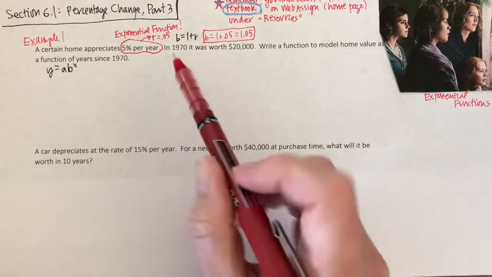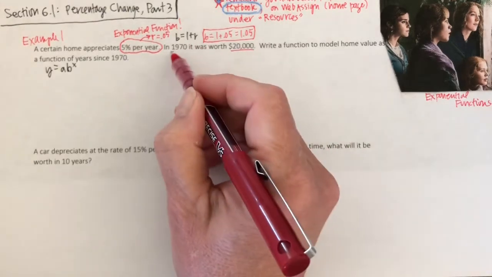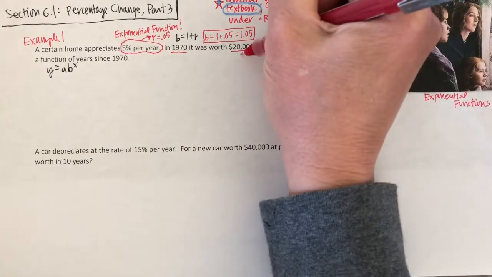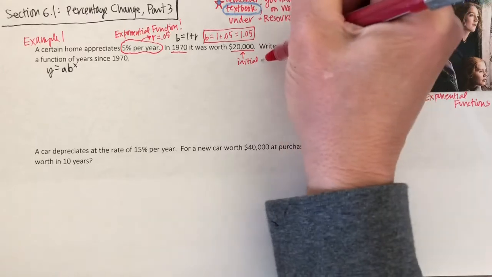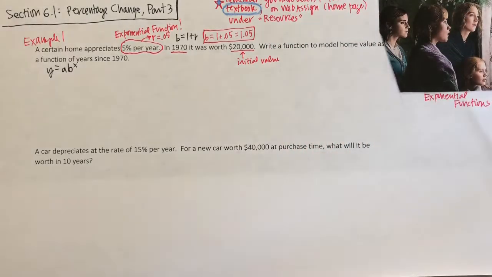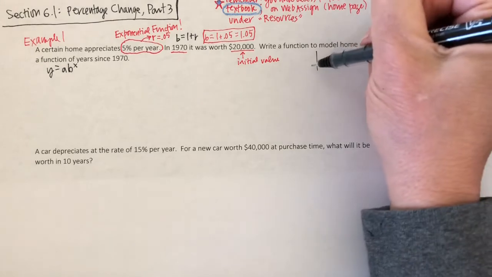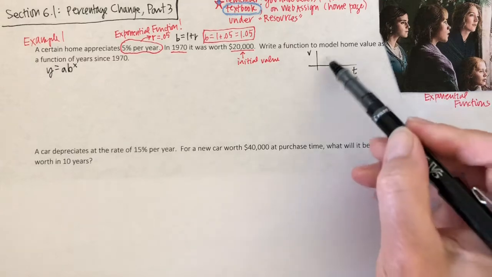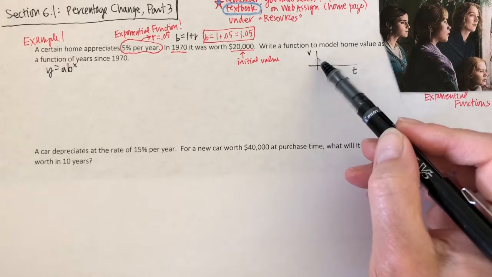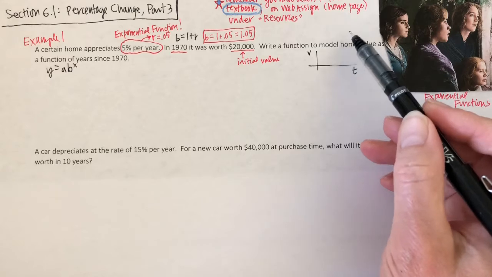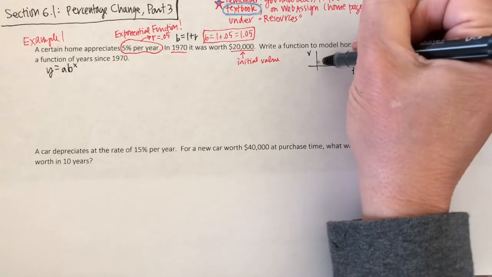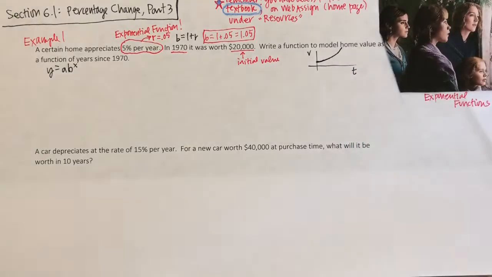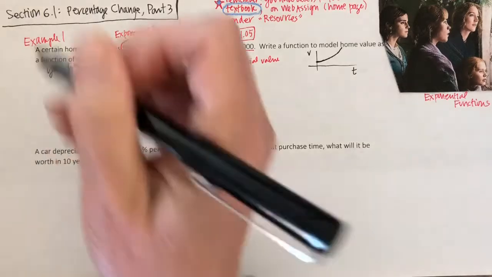In 1970, it was worth $20,000. This is important information because we are going to write a function that begins in 1970. This is our initial value. They say write a function to model home value as a function of years. So graphically, I think of the home value as a function of years. So as time goes on, what is the value of the home? And it starts at 20,000 and it's going to grow 5% per year. So in general, this function will look something like this. It's an exponential shape.